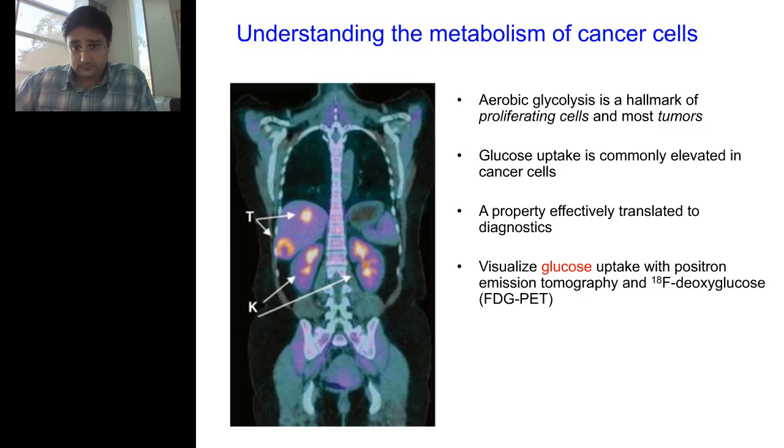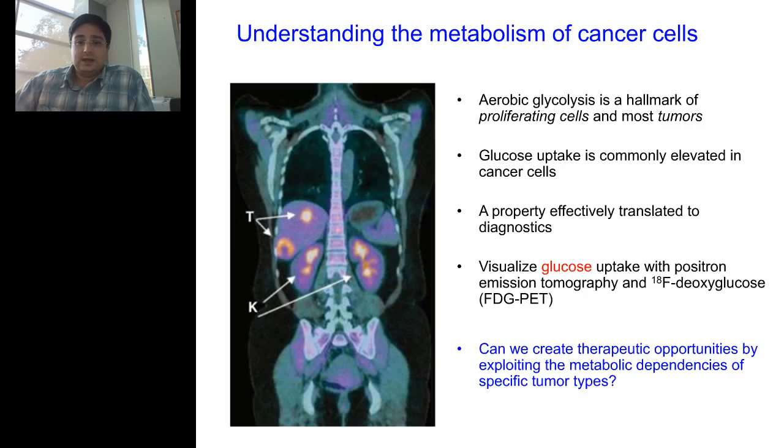So a question that we want to put forth is, can we study cancer metabolism more deeply to identify and exploit specific metabolic dependencies in tumor types? Today I'm going to describe some work in which we've focused on IDH mutant tumors to identify specific metabolic dependencies, and then describe some more recent technology development to look at different metabolic pathways in cancer cells.